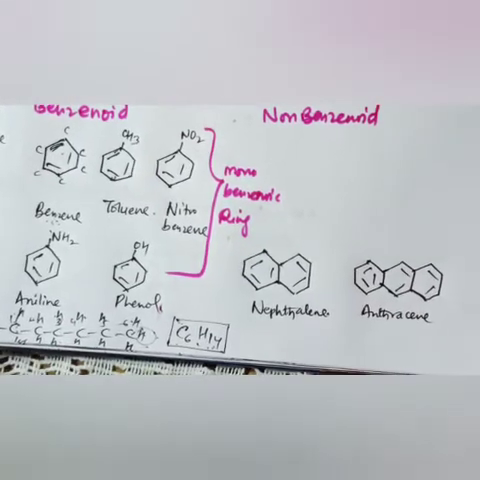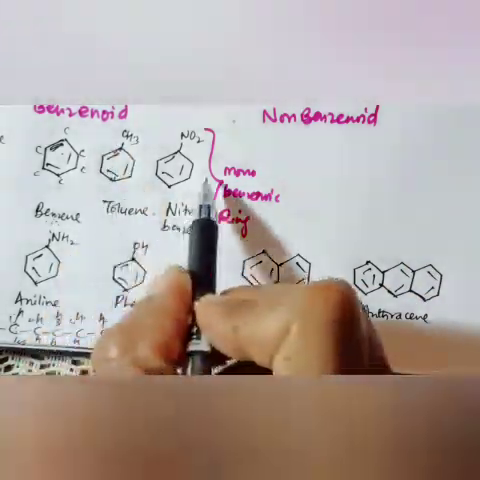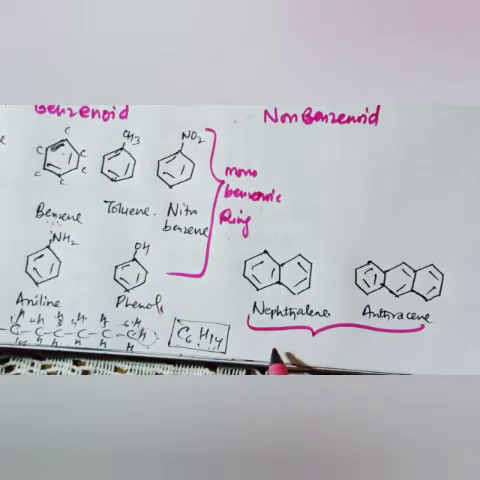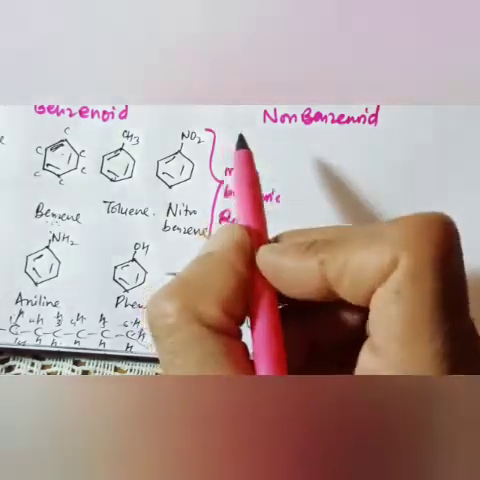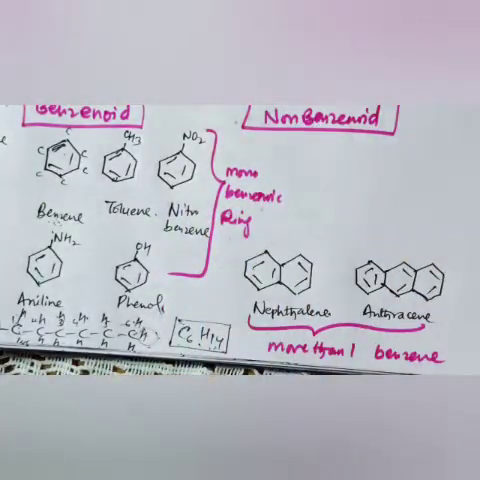Anthracene means 3 rings. Now these are benzenoid. This is monocyclic benzenoid, and this one has more than one benzene ring. Now, non-benzenoid: this is benzenoid and this is non-benzenoid. Non-benzenoid means those compounds which do not have a benzene ring.